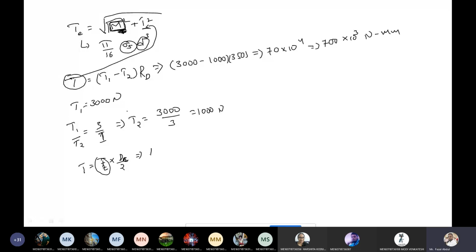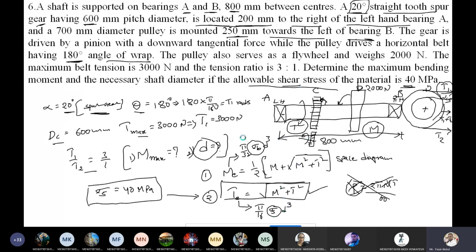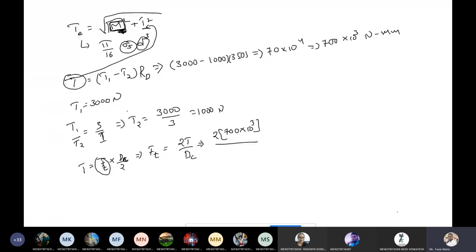So what is that equation? The equation modifies to Ft equals 2T by the diameter of C. So 2 into the T value we got, 700 into 10 cube, divided by the diameter of the gear. What is the diameter of the gear? It is given here, DC, 600 mm. The diameter of the gear is 600 mm.